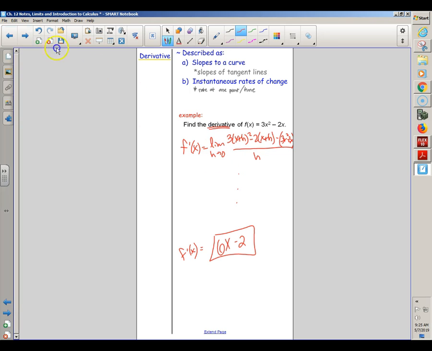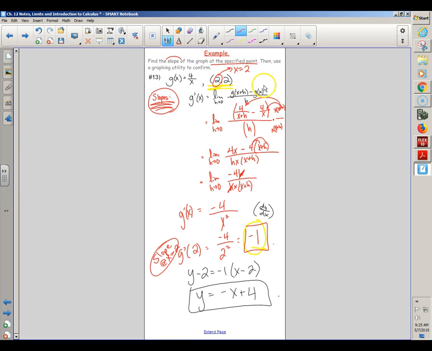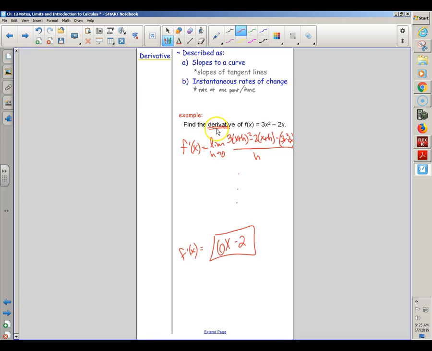But so far, okay, well, hold on. This one said find the slope at a point. We found all the slopes, and then we plugged in. This one says find the derivative, so I just needed to know that just meant find all the slopes, so I get to stop here. I don't have to keep going.